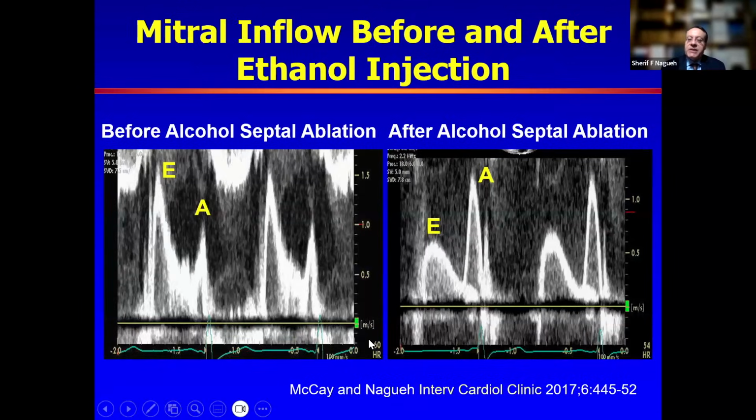How about the effect on mitral inflow? This is pseudonormal with a high left atrial pressure. This is an impaired relaxation pattern that goes with a much lower left atrial pressure than at baseline.